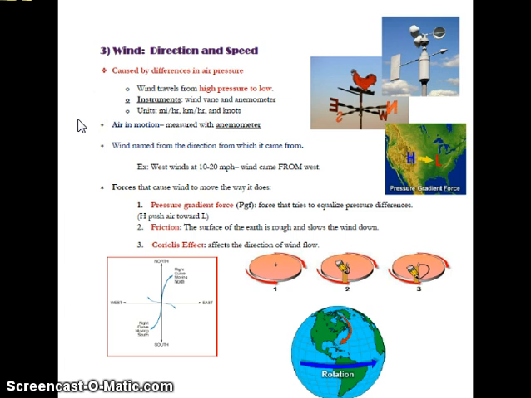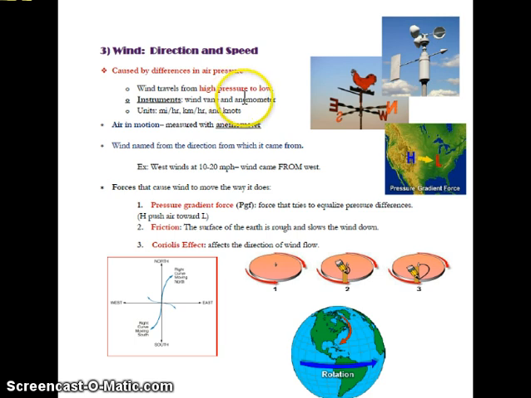So here's our last variable that we'd like to talk about today, which is wind. And wind is caused by differences in air pressure. And wind always moves from areas of high pressure to low. And the instruments that we use, there are two of them, they have two different jobs. A wind vane, which you see here, is how we measure the wind direction. Which direction is the wind coming from? Wind's always described as where it's coming from, not where it's going to.